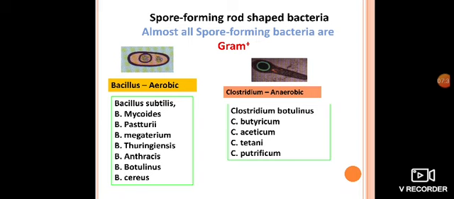Now the next point is spore forming rod shaped bacteria. Rod shaped bacteria means they are bacilli, and those bacilli form spores. A very important point: up till now we haven't discussed this. It is called a spore.